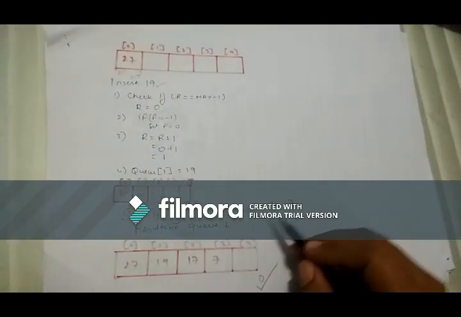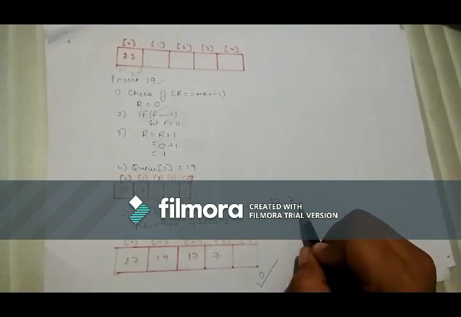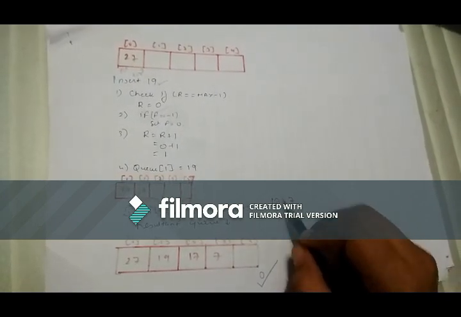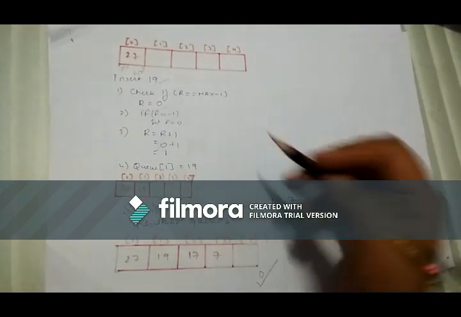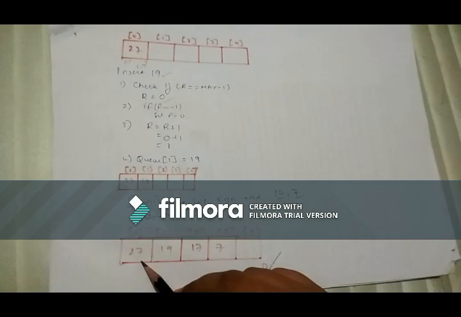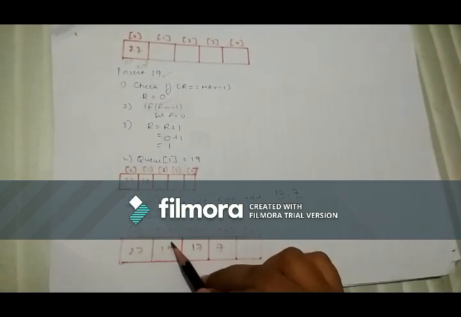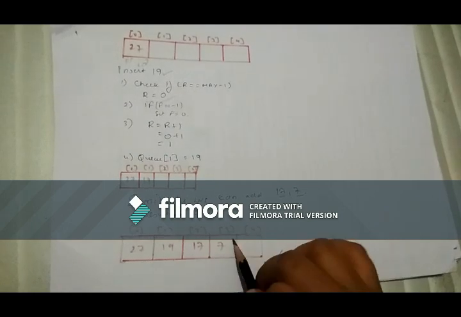Similarly, we can add the remaining items, that is 17 and 7, in the queue with the same methodology. The resultant queue will look like this: 27, 19, 17, 7 at the index 0, 1, 2, 3.